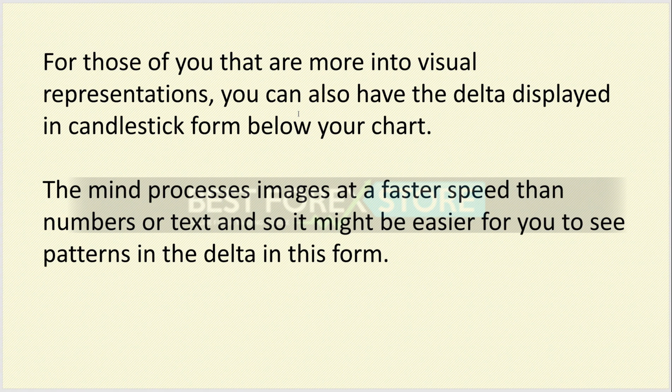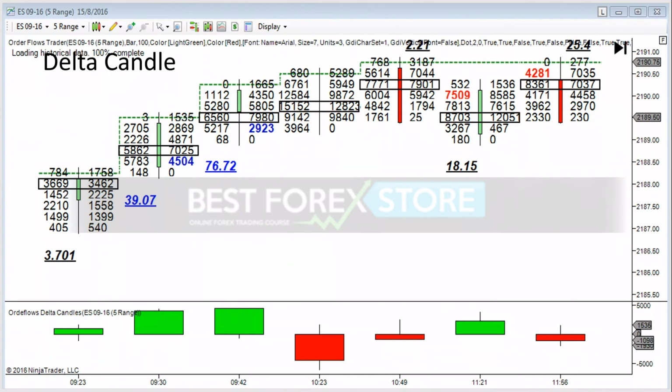And it's been said that the mind processes images at a faster speed than number or text. So for a lot of people, sometimes it's easier to see delta in the form of candlesticks because most traders are already familiar with candlestick formations. And this is how it would look if it appears on the bottom. This is the delta candles.